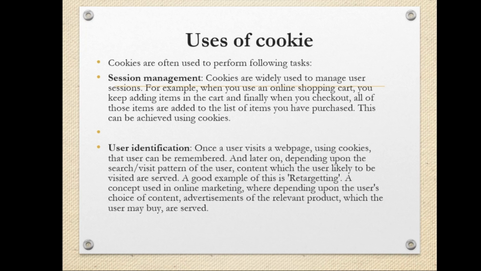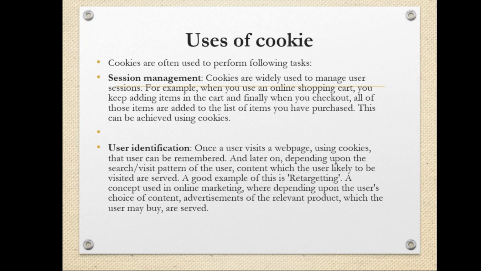Second one, user identification. Once a user visits a web page using cookies, that user can be remembered, and later on, depending upon the search and visit pattern of the user, content which the user is likely to visit is served. A good example of this is retargeting, a concept used in online marketing where, depending upon the user's choice of content, advertisements of the relevant products which the user may buy are served.